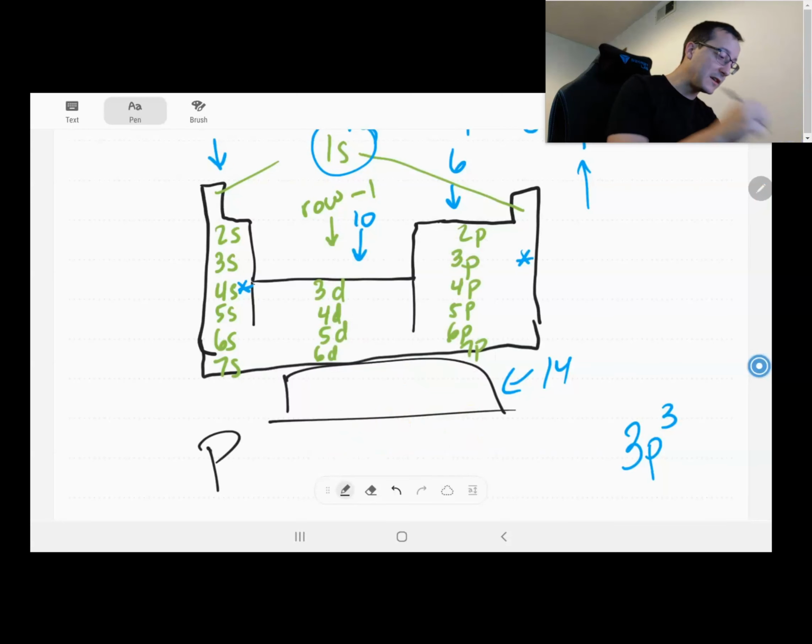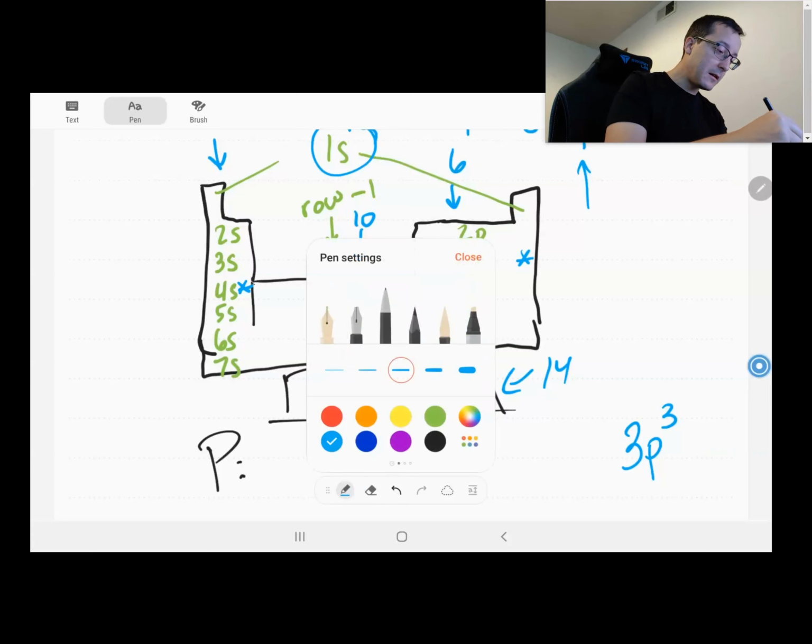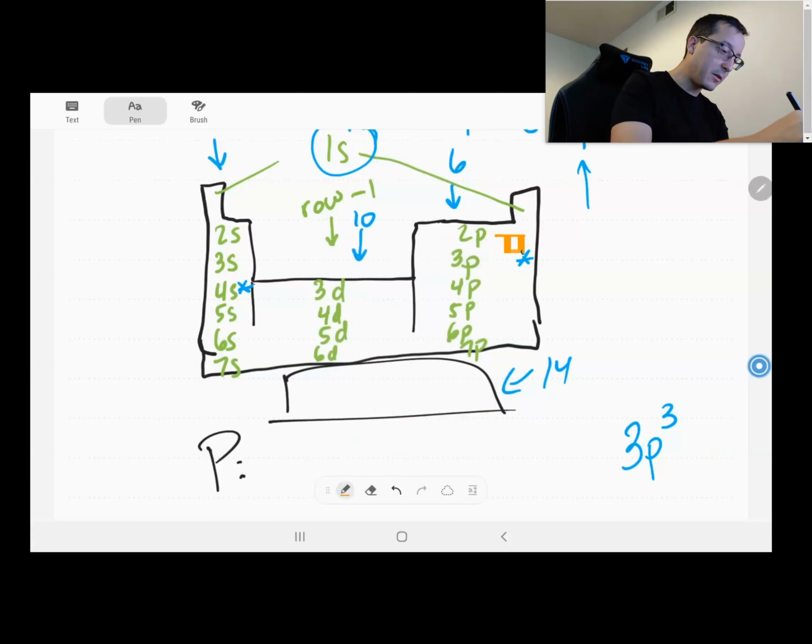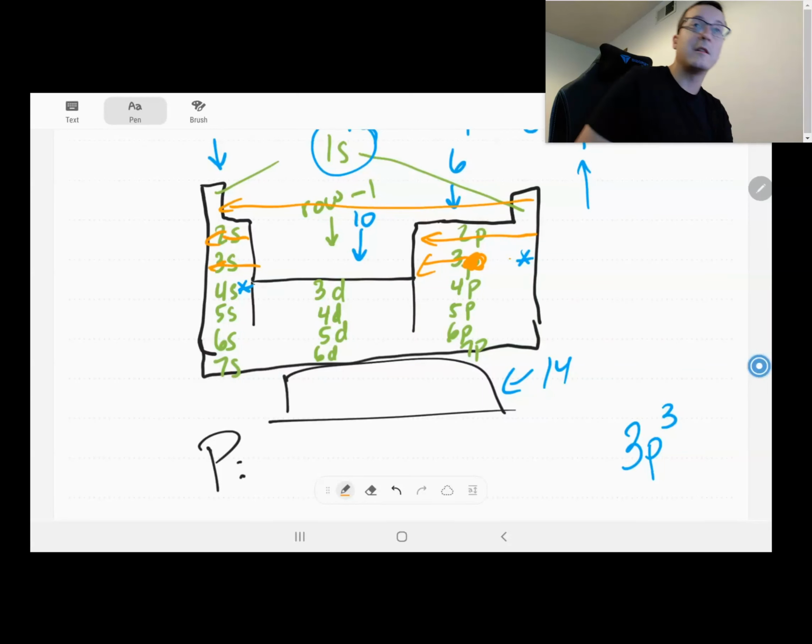Okay, so we're doing phosphorus now. So 3p3 is the end. So that means we're going to have to fill in everything before 3p. So we're going to just keep going. Orange this time. We're going to go from here, from phosphorus, backwards, backwards, backwards, backwards, and backwards.